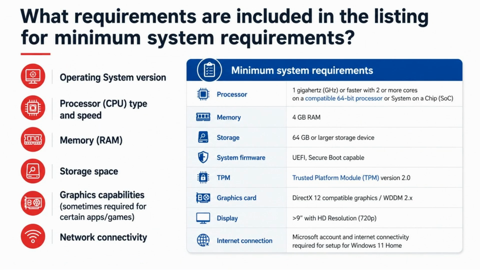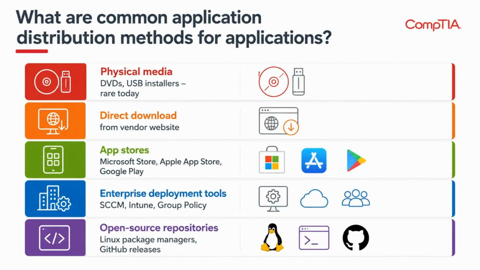When determining if a computer meets the minimum system requirements for an application, you must check the operating system version, processor speed and type, memory, storage space, graphics capabilities, and network connectivity. Applications are distributed in several ways. While physical media like DVDs and USBs are less common today, modern methods include direct vendor downloads, app stores, enterprise deployment tools, and open-source repositories.